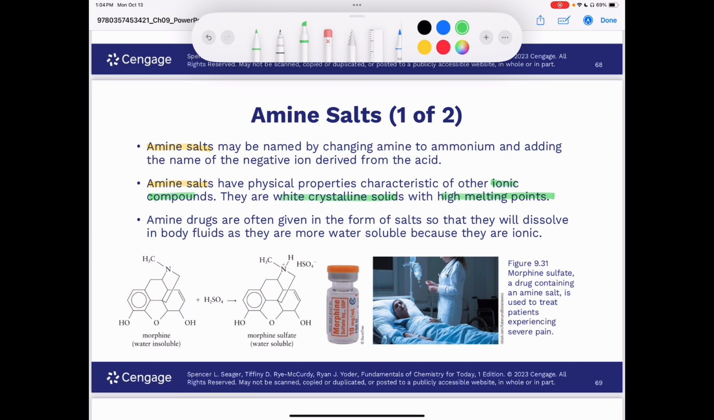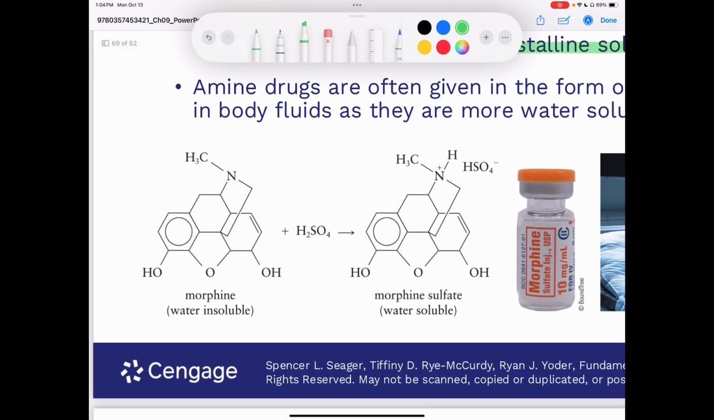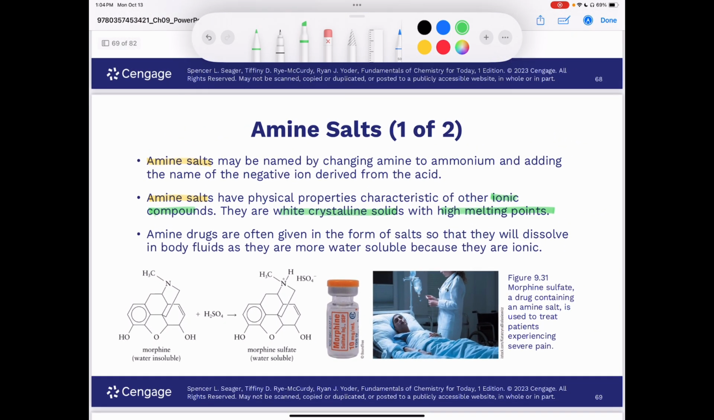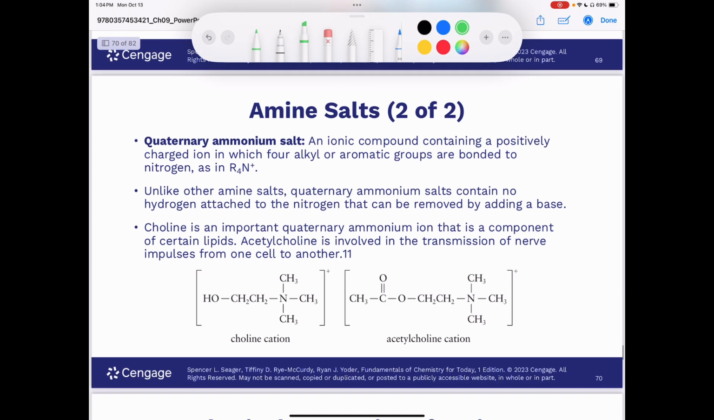Amine drugs are often given in the form of salts so that they will dissolve in bodily fluids, as they are more water soluble because they are ionic. An example here is morphine, which is not soluble in water, but when they treat it with sulfuric acid, you end up with morphine sulfate, which is a water soluble compound. So we again treat the amine with an acid to form a salt, and then the salt is going to be soluble in body fluids.